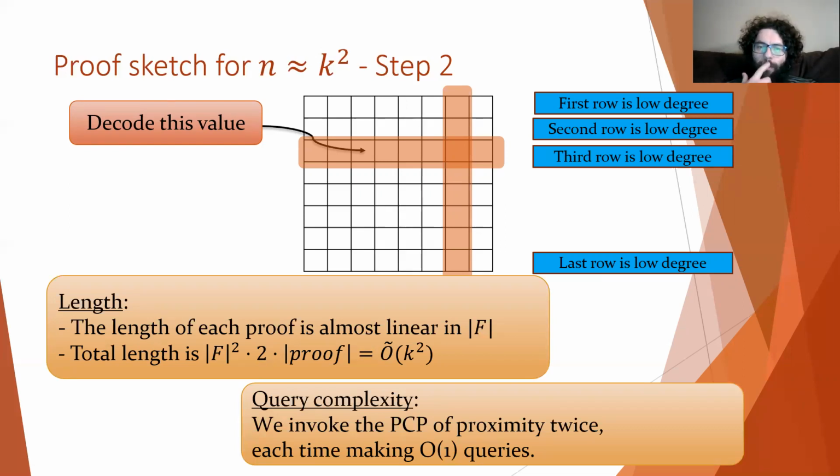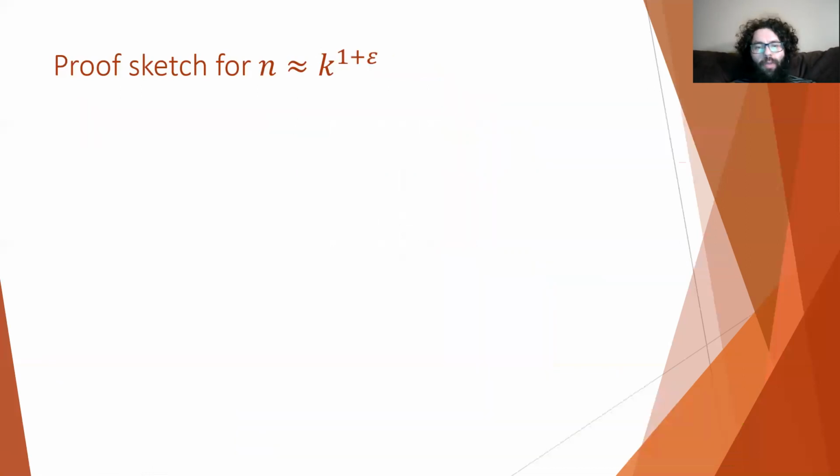So what about query complexity? What do we do? For query complexity, instead of reading the line, we invoke this PCP of proximity once for the row and once for the column. And the PCP of proximity will make a constant number of queries for the row, and a constant number of queries for the column. So the total number of queries will be some constant. Okay, so the total number of queries is constant and the length is roughly K squared.